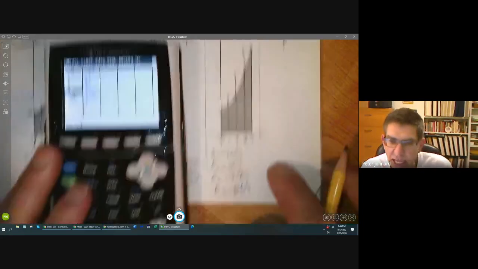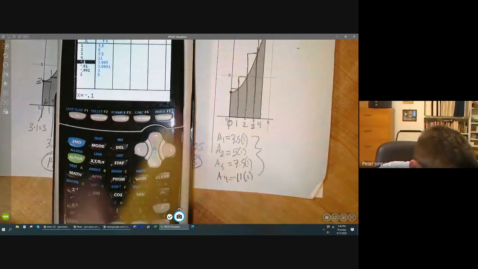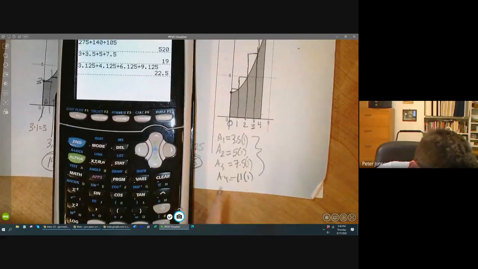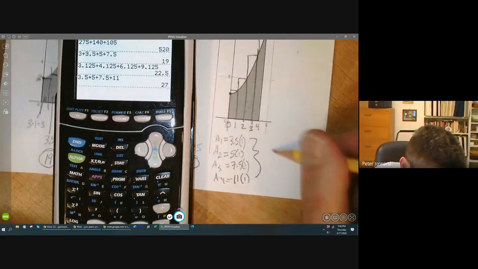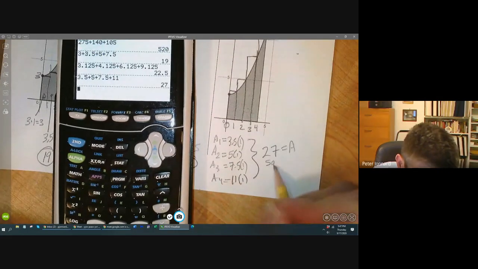And so what I do is I add all of those up. Since they're all multiplied by 1, I don't really need to do a lot of work in my calculator. I'm going to do 3.5 plus 5 plus 7.5 plus 11. And now I end up with 27 is the area, 27 square units.